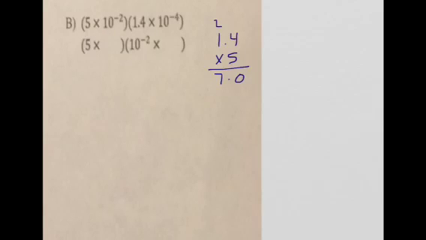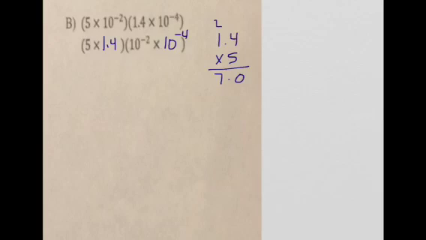Let's do another one. All right, so remember, we're going to collect up the whole numbers or decimals and put them into the first parentheses. This is going to be 1.4. And then we're going to put all of the base 10 numbers into the second parentheses. So this is going to be 10 to the negative 4.